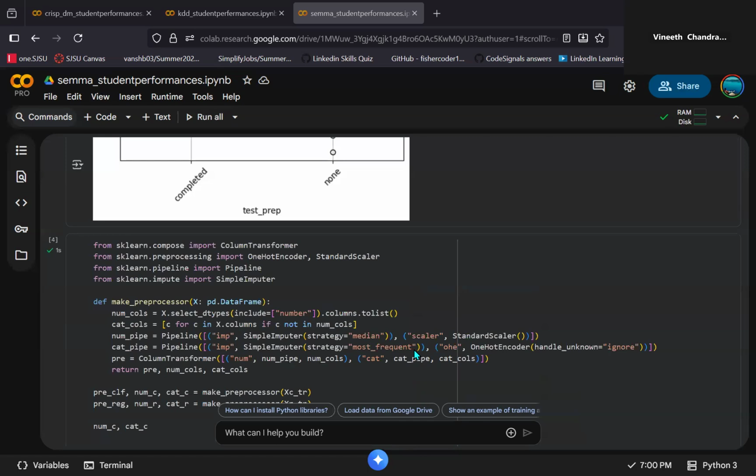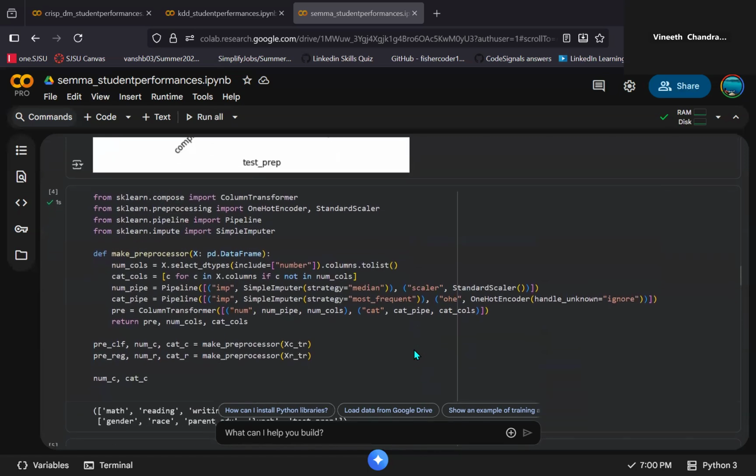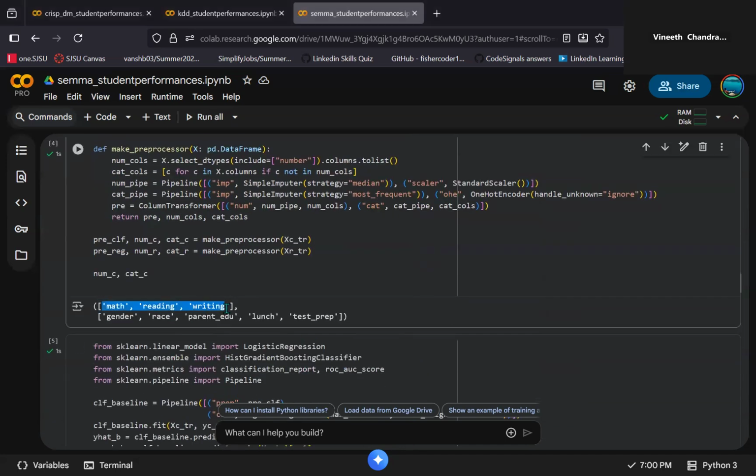Now coming to the modify phase. I handled the missing values, scaled numeric features, and one-hot encoded categorical variables. This standardizes the data, ensuring fair contribution from all attributes. I built a reusable preprocessing pipeline in scikit-learn, so the same transformations apply consistently to both the training and test data. So we only take into consideration the reading, writing, and math scores, then the gender, race, parent education, lunch, and test prep.